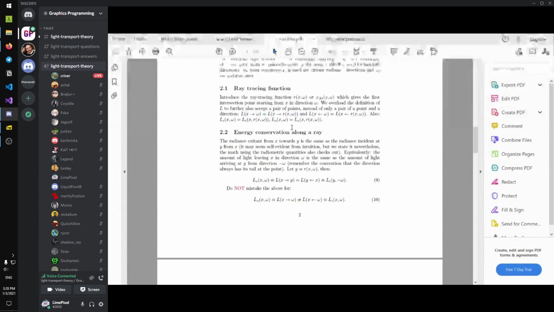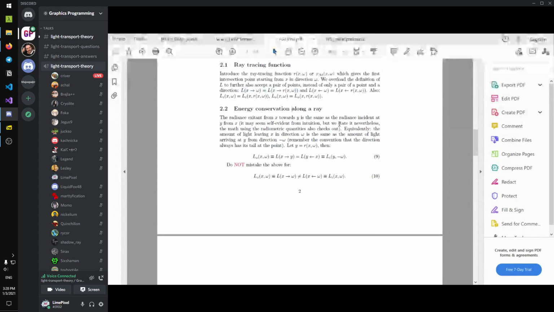I'm assuming most people have written a ray tracer here, so they should know how the ray tracing function works. Okay, energy conservation along a ray. So in the book you have a statement that energy is conserved along a ray if you assume vacuum.